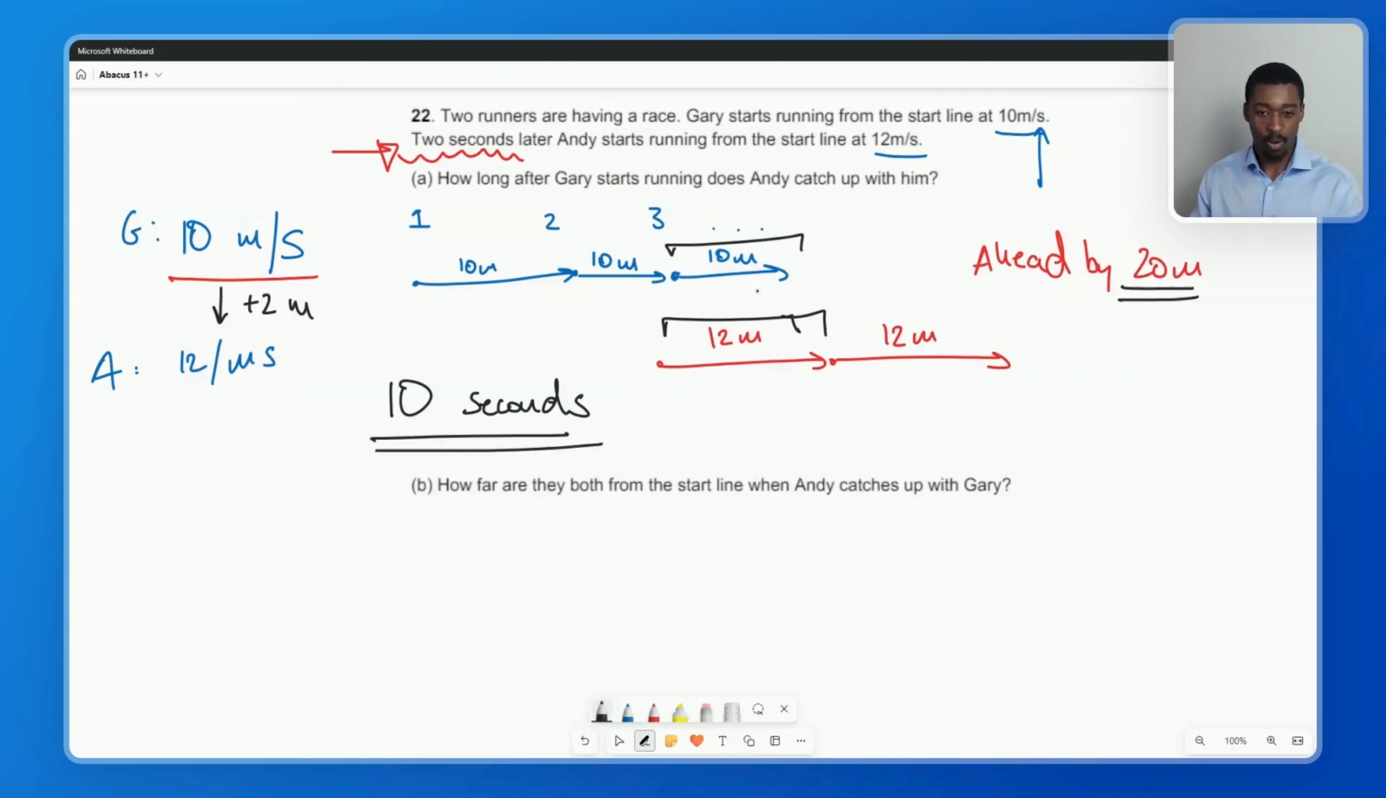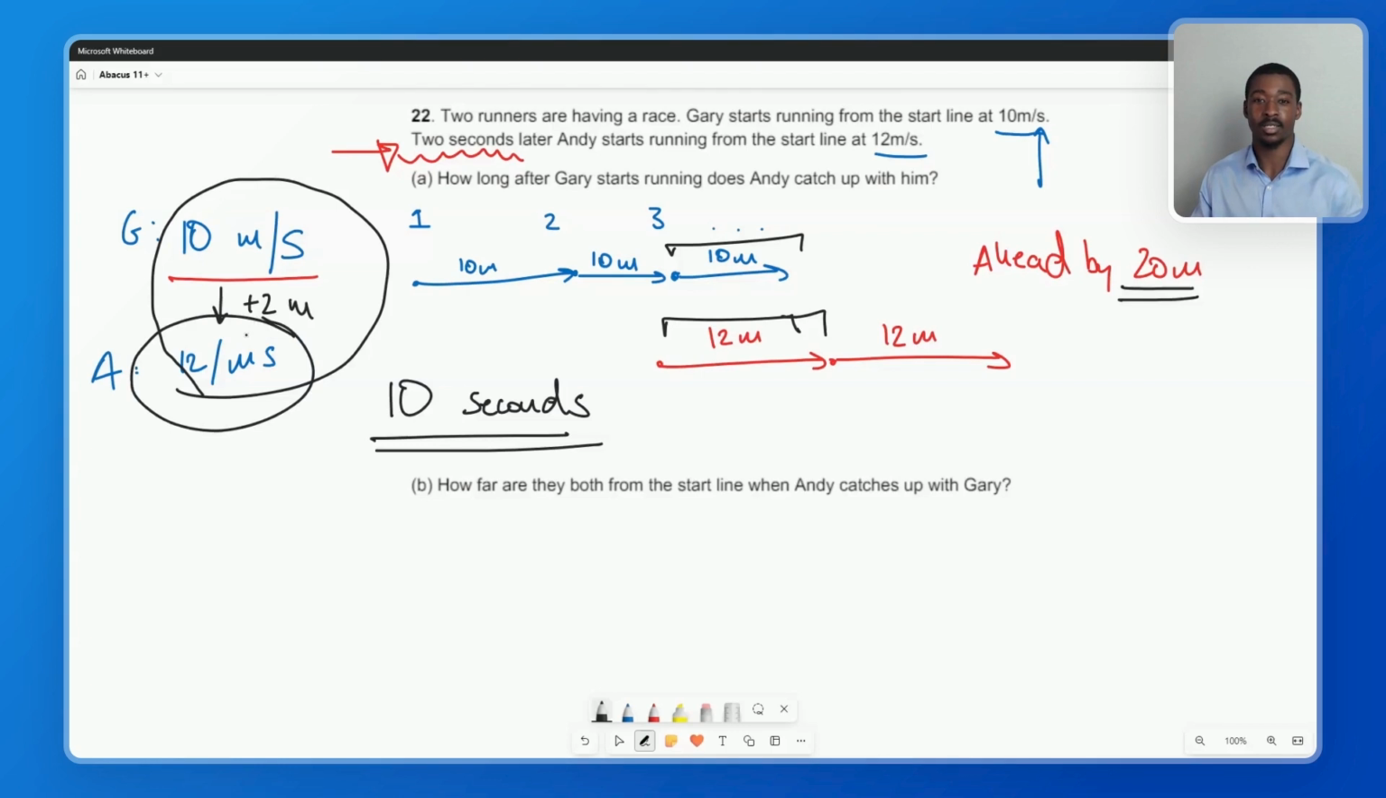So that's the answer to part A. The answer is 10 seconds. 10 seconds after Gary starts. Okay. So that's our answer. How long after Gary starts running does Andy catch up with him? 10 seconds after. Because remember, he's running those 2 extra meters every second. 10 meters per second versus 12 meters per second.